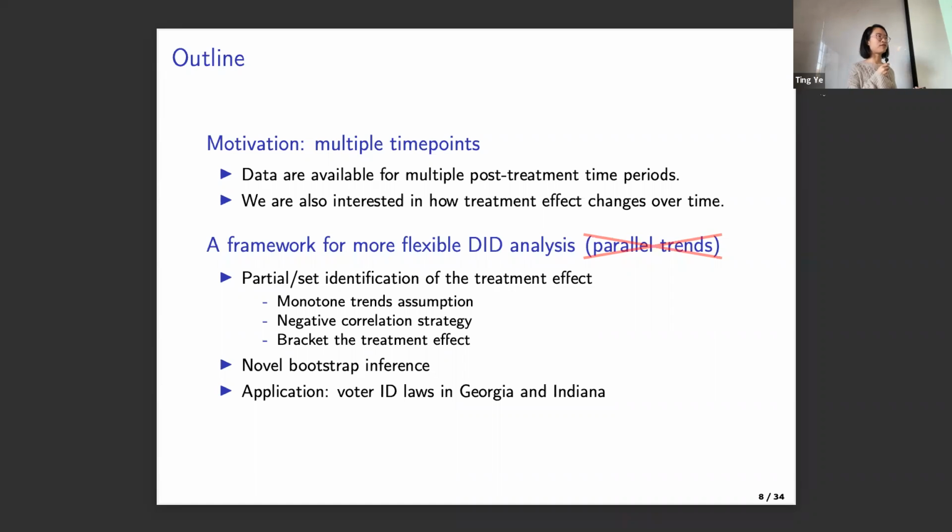Then in the second part of the talk, I will demonstrate that because this partially identified region has a very specific form, it creates an inferential challenge, and so we propose a novel bootstrap inference for that. In this part, I'll be more technical and propose some interesting statistical questions for you to consider. And finally, I will talk about the application to the voter ID example.